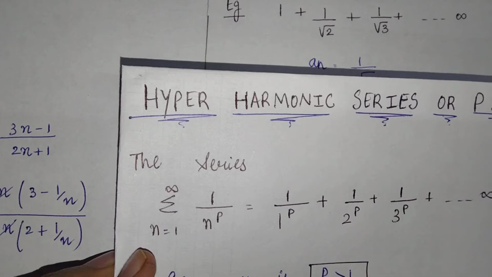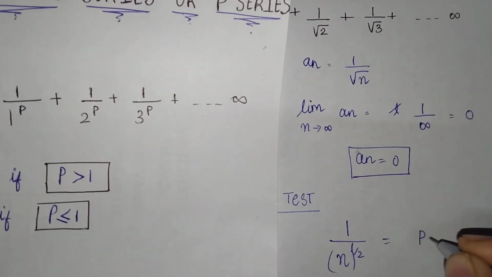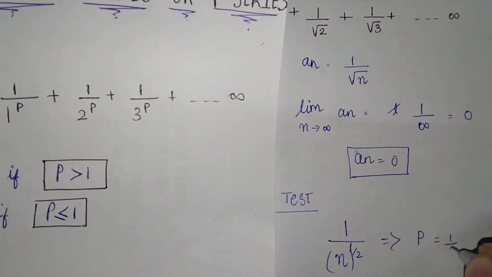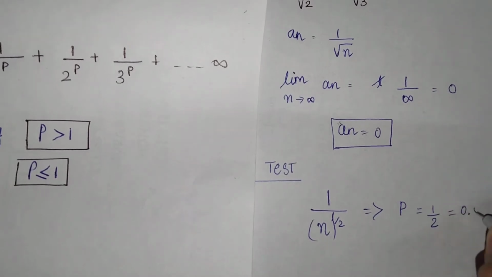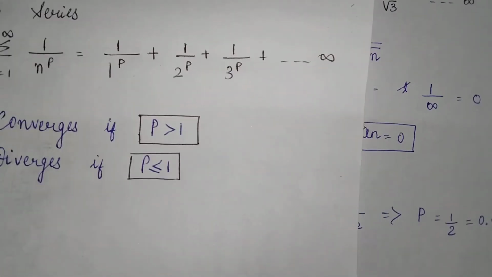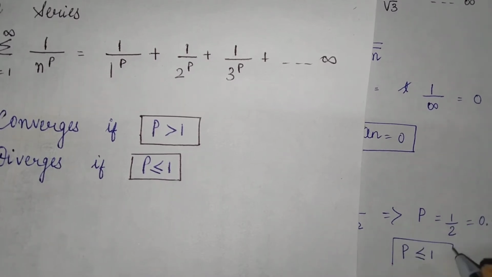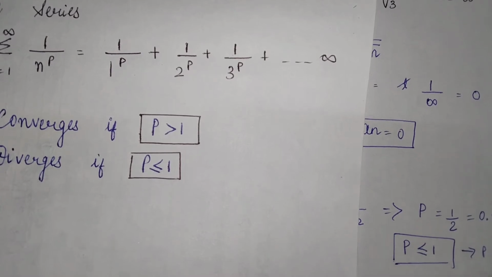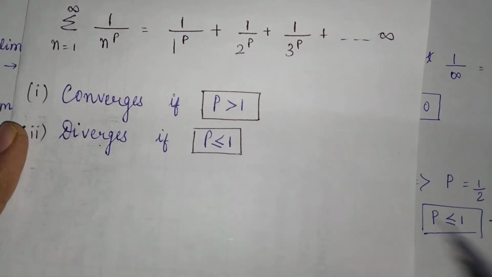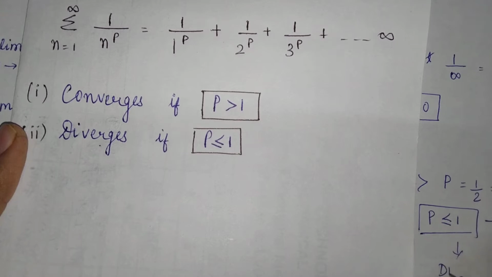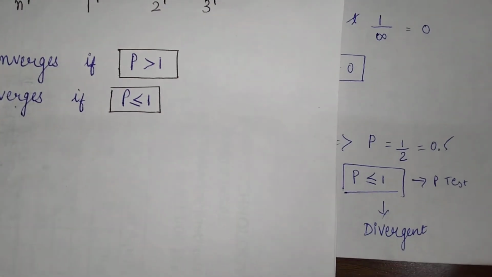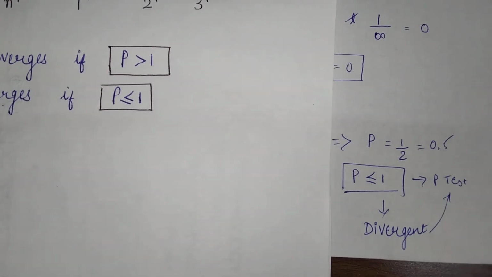Now we have to check p. Here p is 1 by 2. It means 0.5, which is less than or equal to 1. And whenever p is less than or equal to 1, according to the p-test, the answer is always divergent. So the answer of this series will be divergent according to the p-test.